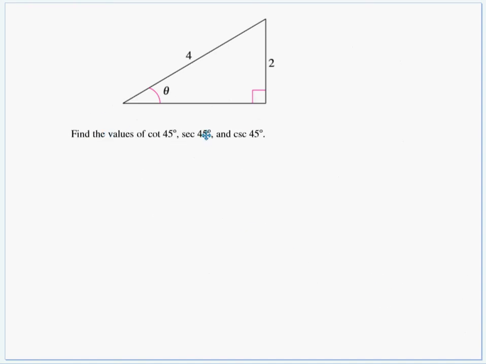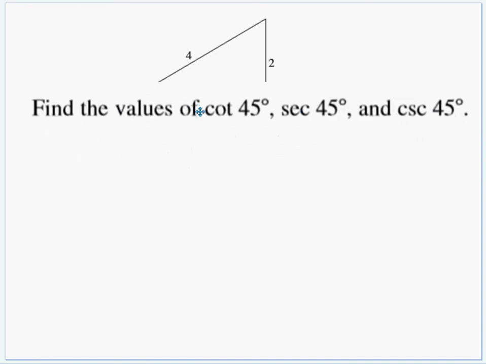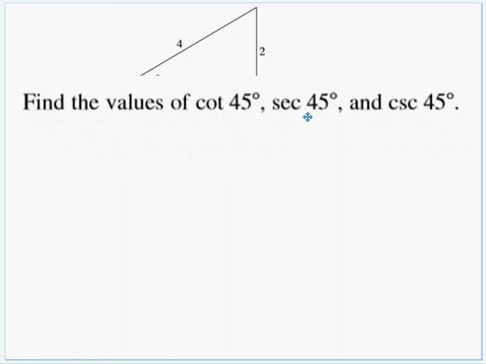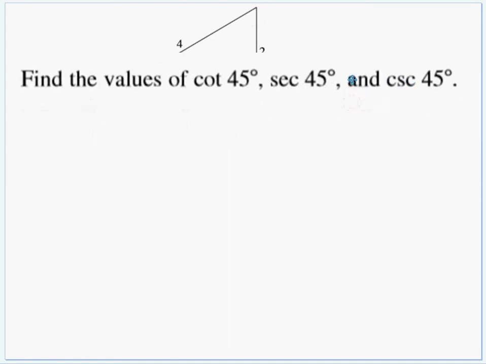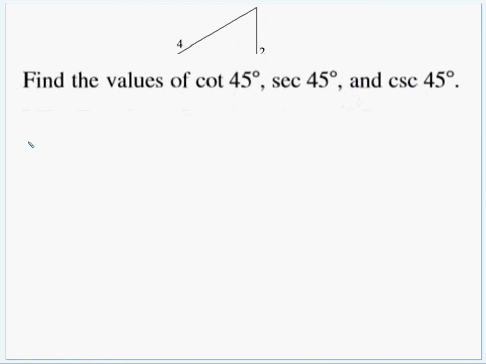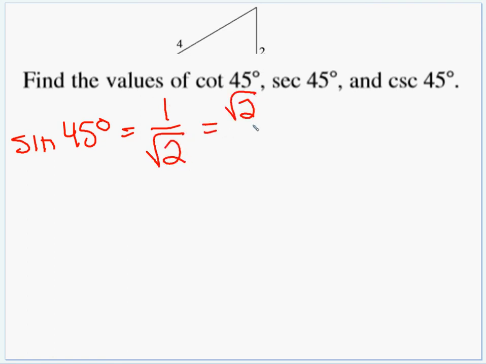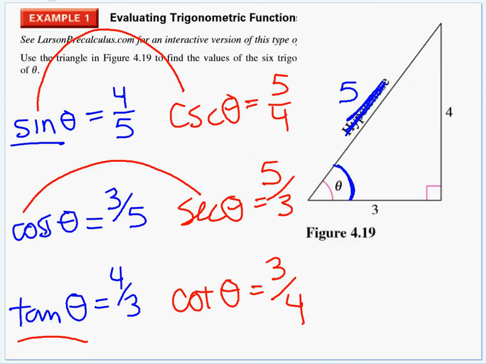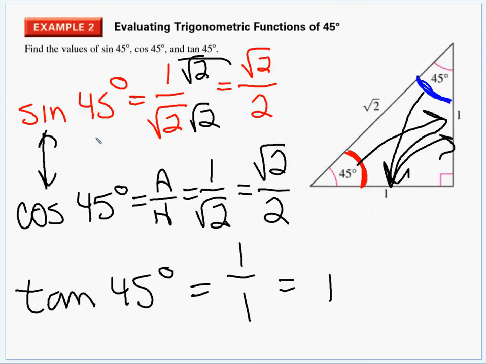Now, this one says find the cotan and the secant and the cosecant of 45. Well, remember in that earlier example, we found the sine of 45 was 1 over the root of 2, which we rationalized to the square root of 2 over 2. I still got it right here. I should have just flipped back to this. Okay. Sine of 45 is 1 over root 2.